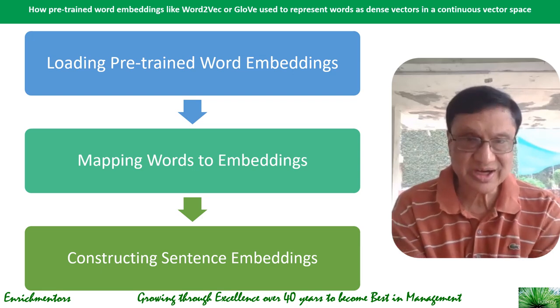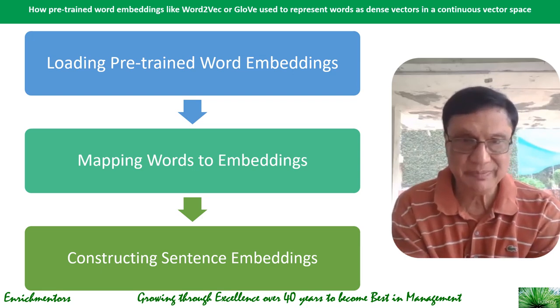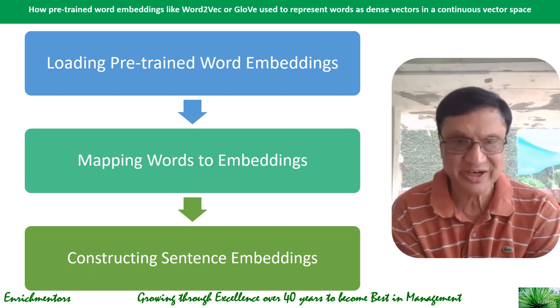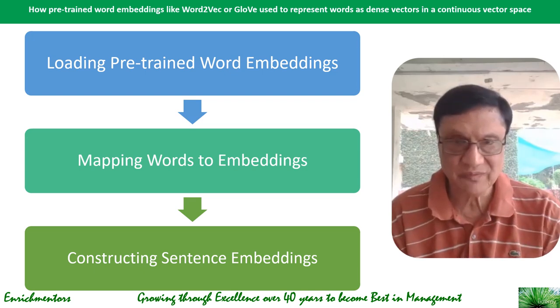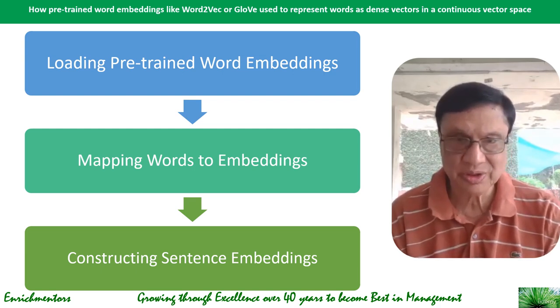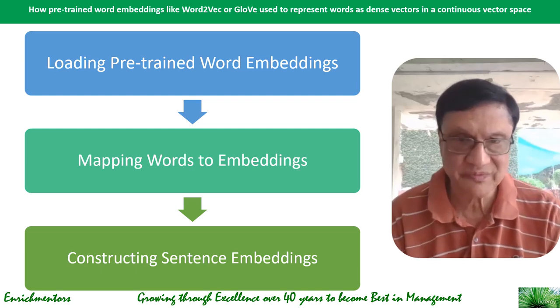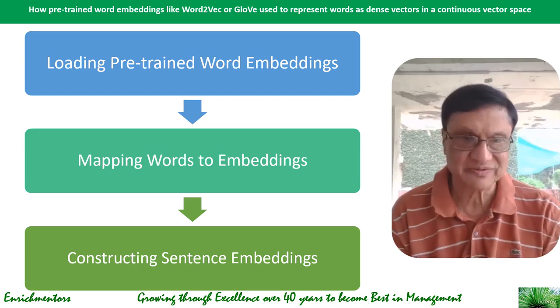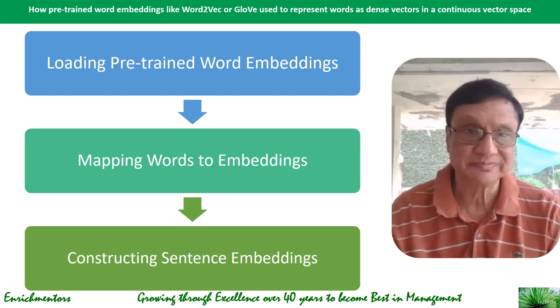Then they constructed a sentence embedding to represent a review or document as a dense vector. They aggregated the word embeddings of all the words in the review. Common aggregation methods included averaging the word embeddings or using more sophisticated techniques like a weighted average based on TF-IDF scores. So that's how it was done.